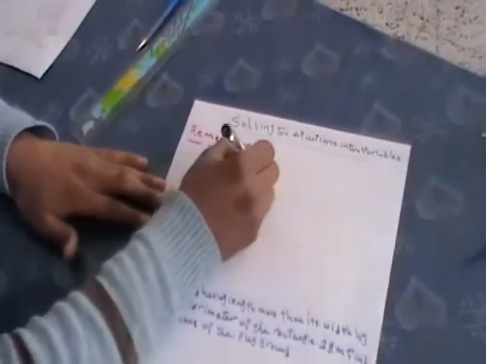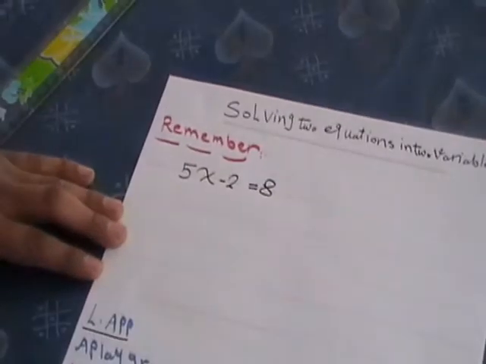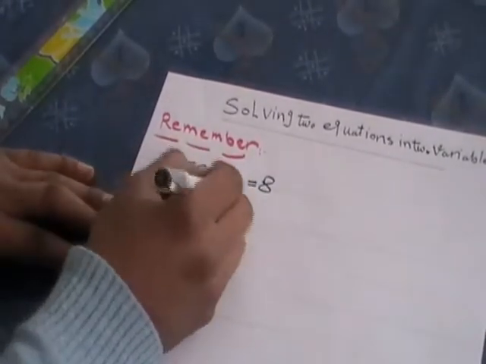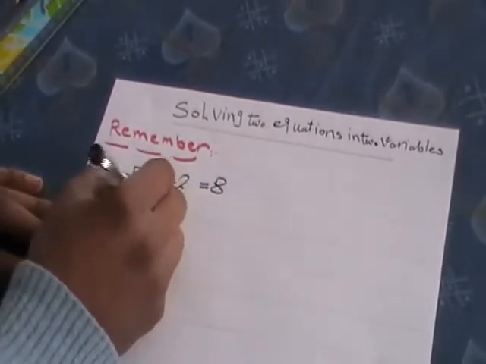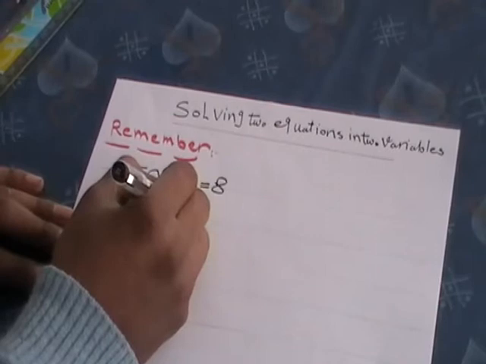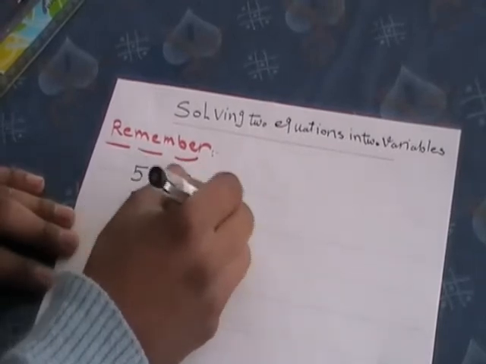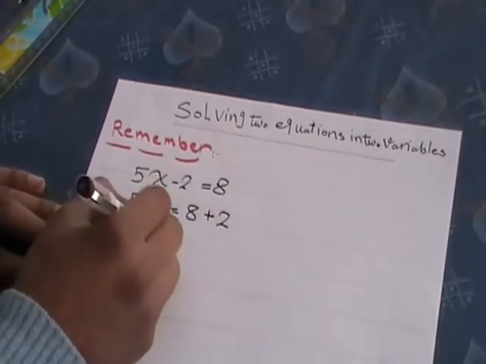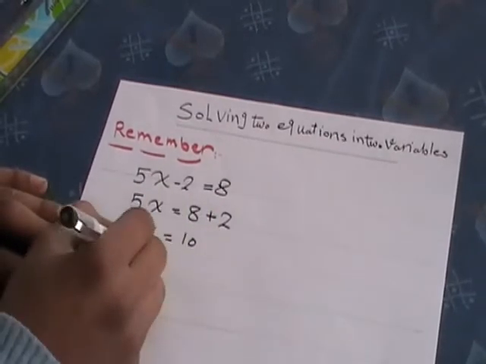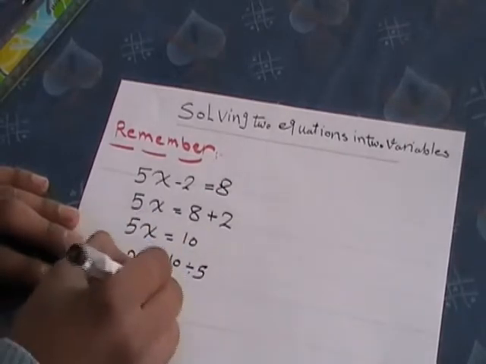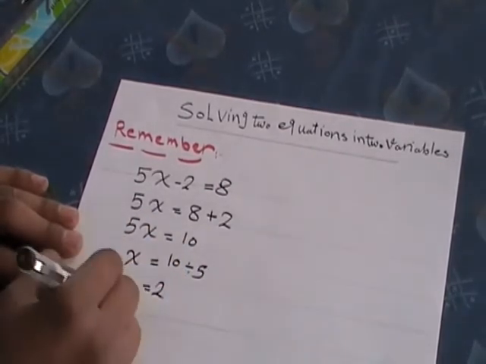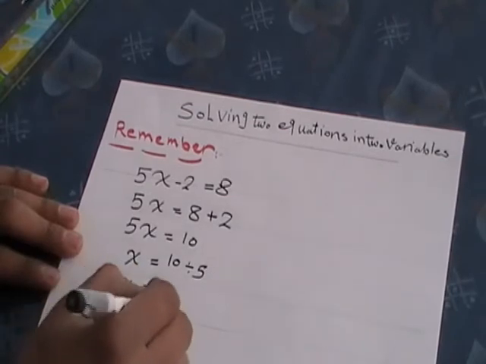When I said to you that I have 5x minus 2 equals 8, how do we get the solution set for this equation? To get the solution set of any equation of the first degree in one variable, you must have the variable on one side. So 5x equals 8 plus 2. After that, 5x equals 10. Then divide by 5, so 10 divided by 5 equals 2. So the solution set of this equation is 2.